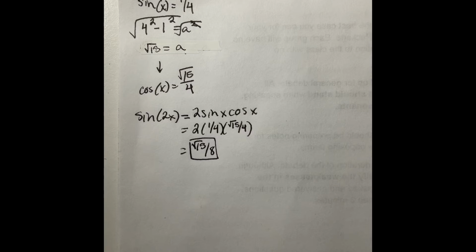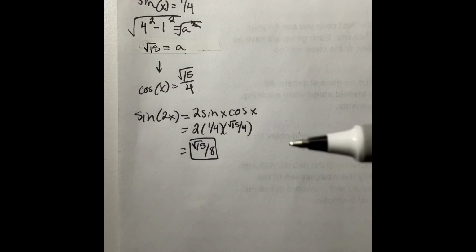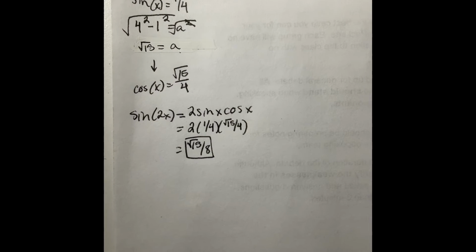So we previously found what our sine value was and what our cosine value was, because we were given our sine and we found our cosine by using our triangle, and then you just plugged in the values. So it would be 2 multiplied by 1 over 4 times the square root of 15 over 4, and that gives you a total of the square root of 15 over 8. Okay, so that is how you solve using your identities based on what you're given in a problem.